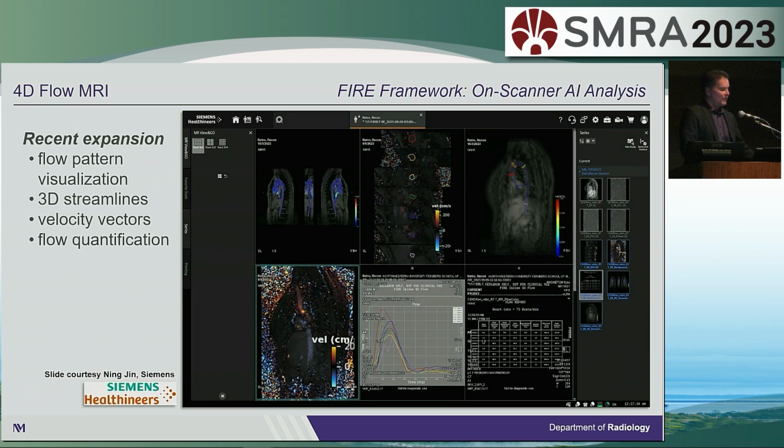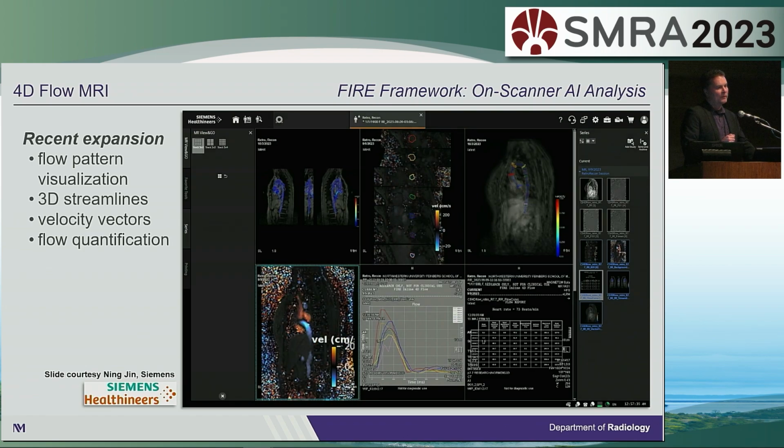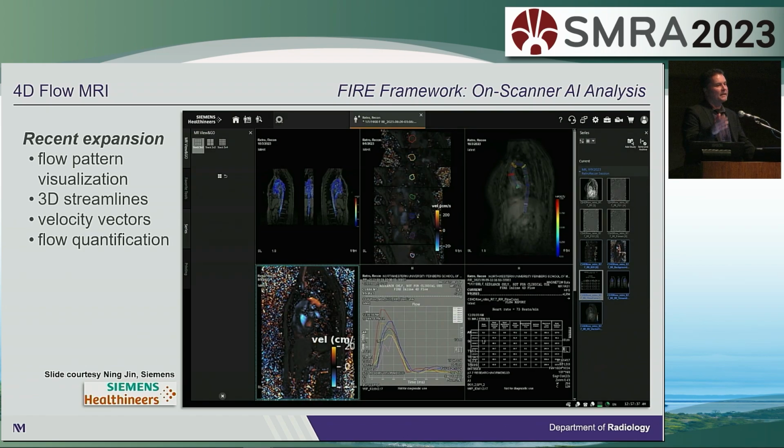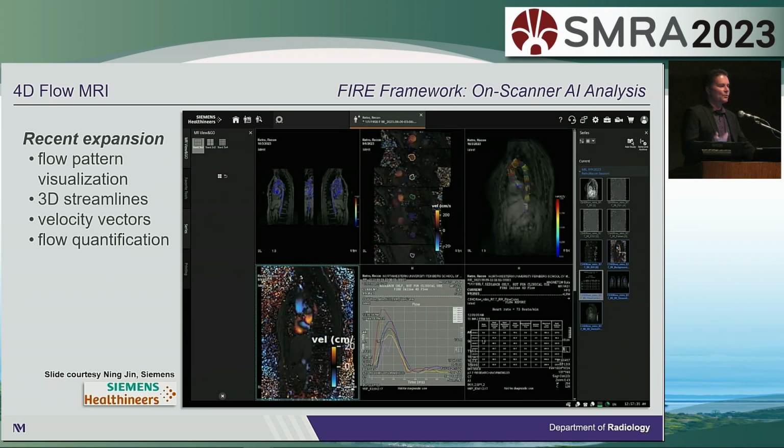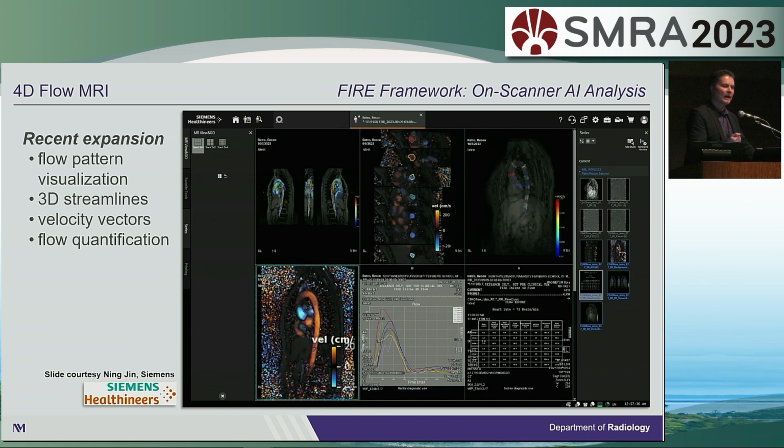It's probably very sensitive to the type of 4D flow MRI protocol. Certainly needs more validation. And obviously, this will not replace any vendor solutions for 4D flow analysis software. You will still want to be able to interact with the data after the scan.